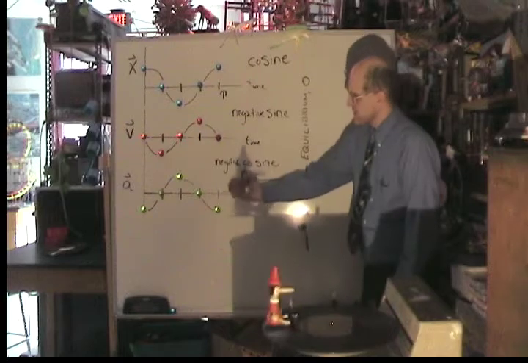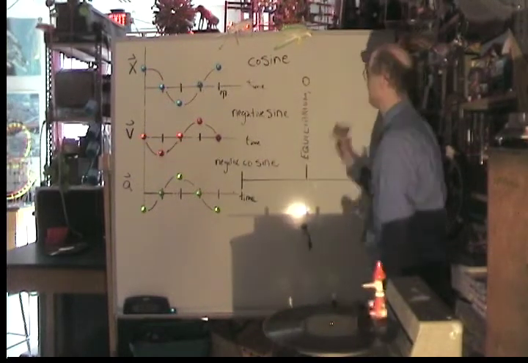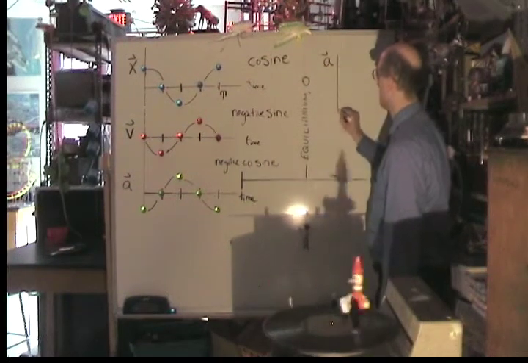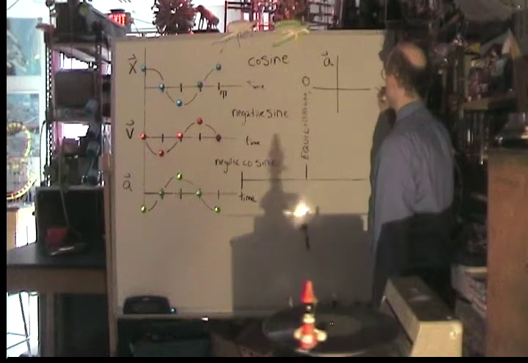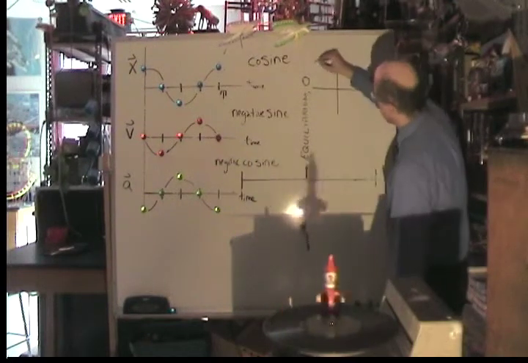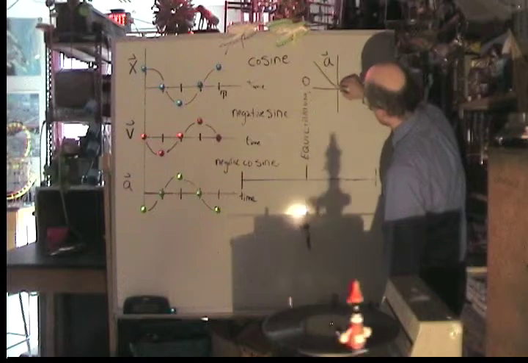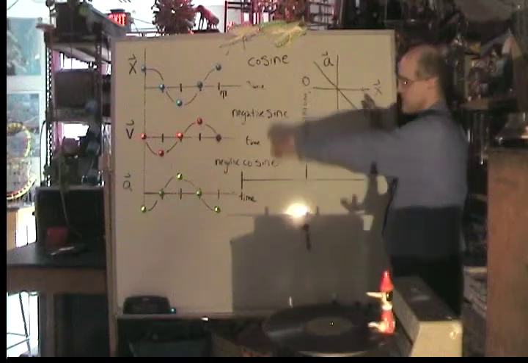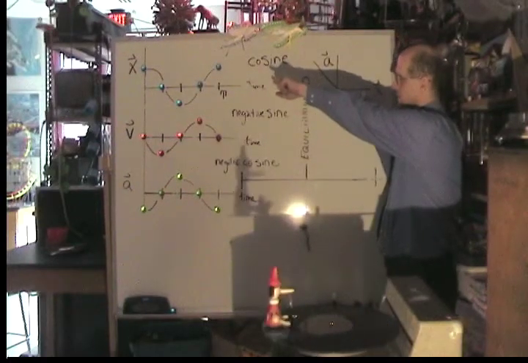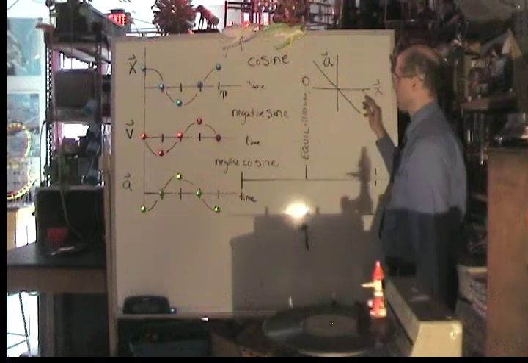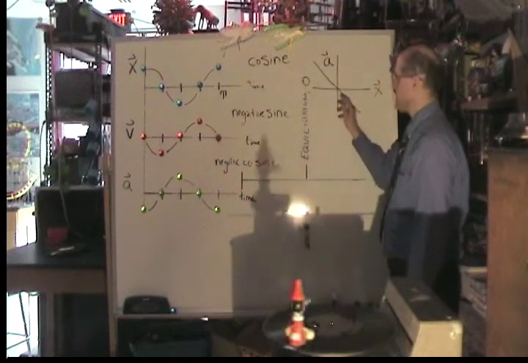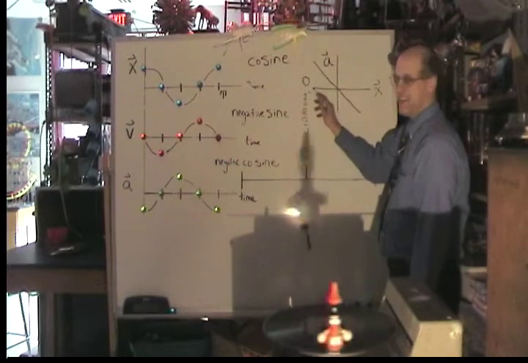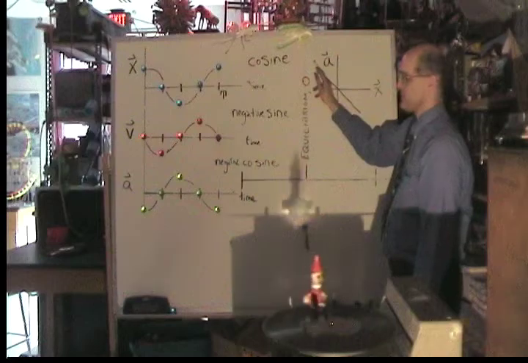Suppose we now plotted acceleration versus position. You see that we would get a linear relationship crossing through the origin like that. Because notice that when the position is a maximum and positive, the acceleration is a maximum and negative. When the position is 0, the acceleration is 0. When the position is a maximum and negative, the acceleration is a maximum and positive.